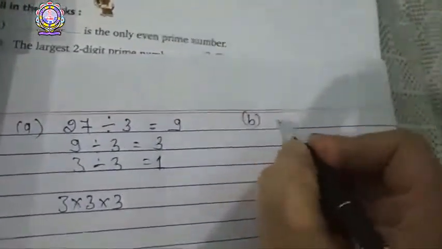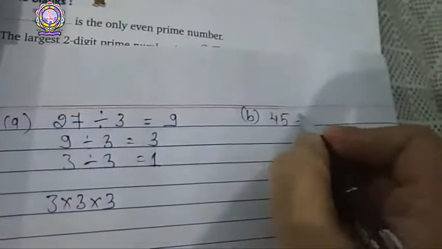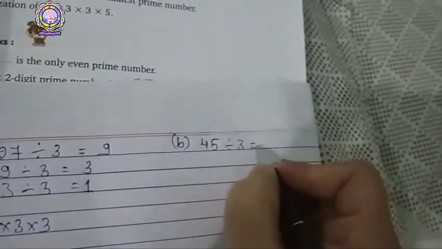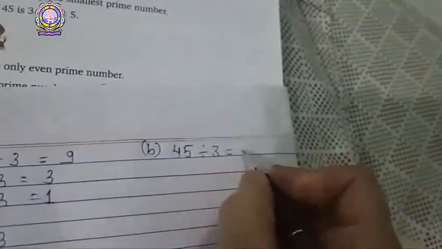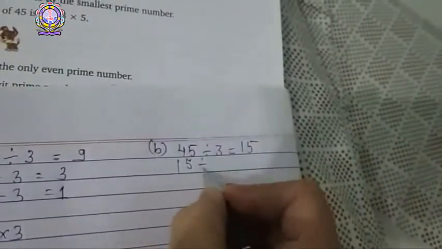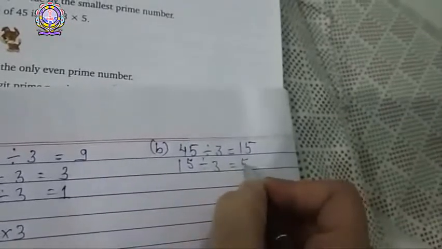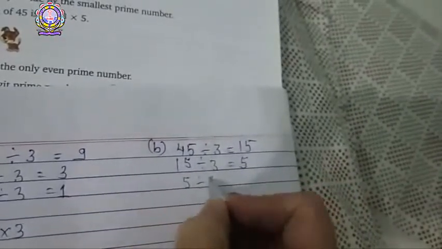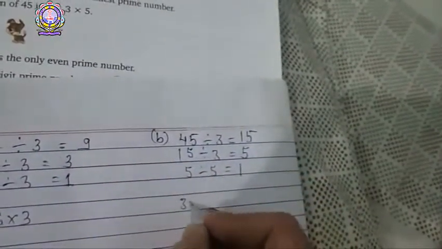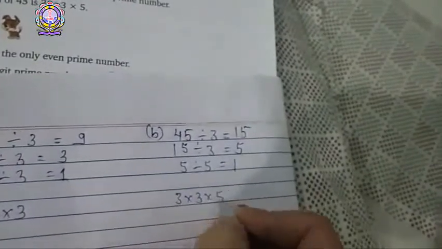45. Divide 45 by the smallest factor of 45. 3 is the smallest factor of 45. So if we divide 45 by 3, we get 15. Again 15 divided by 3, we get 5, and 5 divided by 5, we get 1. So the prime factors of 45 are 3 multiplied by 3 multiplied by 5.